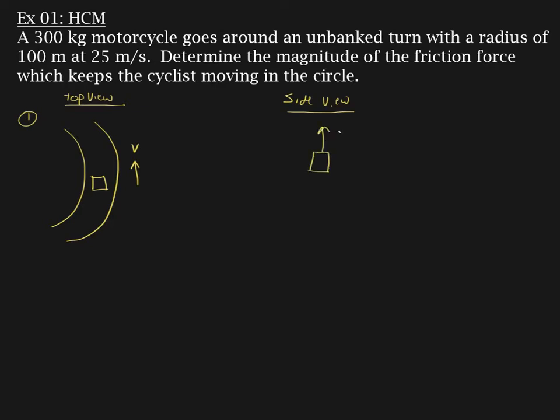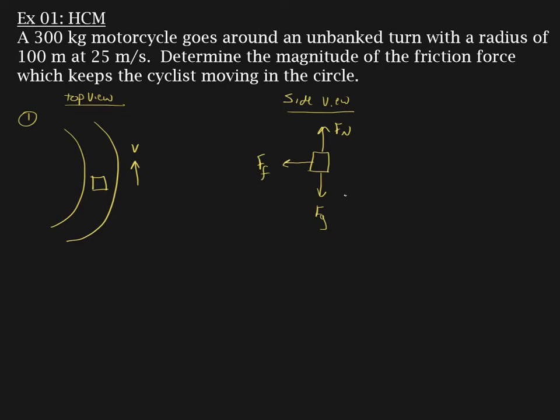we would have the normal force pointing up, the force of gravity pointing down, that would be the weight, and then going into the page is the velocity. It's moving into the page as it goes around the circle, or into your computer screen. And that means that it's going to have a friction force which is pointing towards the left, because it's that friction force that keeps it moving in the circle.